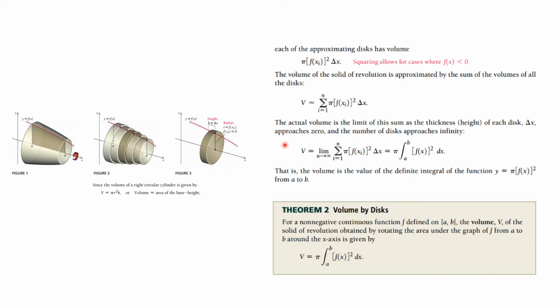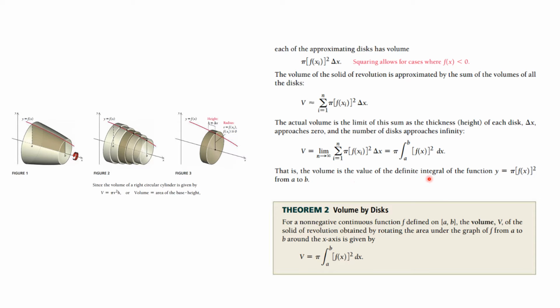Now the actual volume is the limit of this sum as the thickness, the height, of each disk, delta x, approaches 0. And that means that the number of disks approaches infinity. So this volume is going to be the limit as n goes to infinity of the summation i equals 1 to n of pi f of x sub i whole squared times delta x. But in this limit we know that this is the definite integral, so this is pi times the definite integral from a to b of f of x whole squared dx.